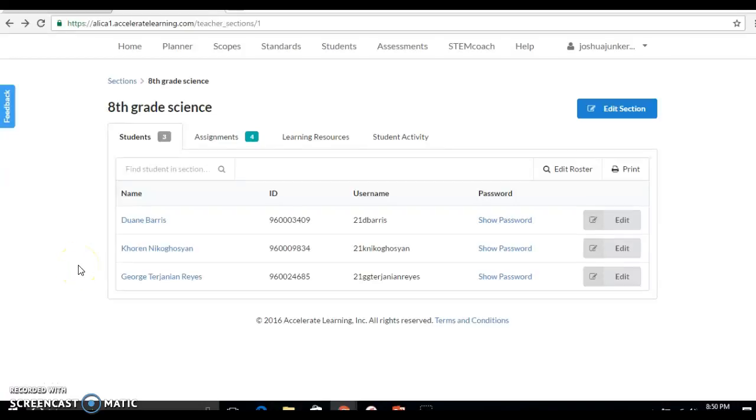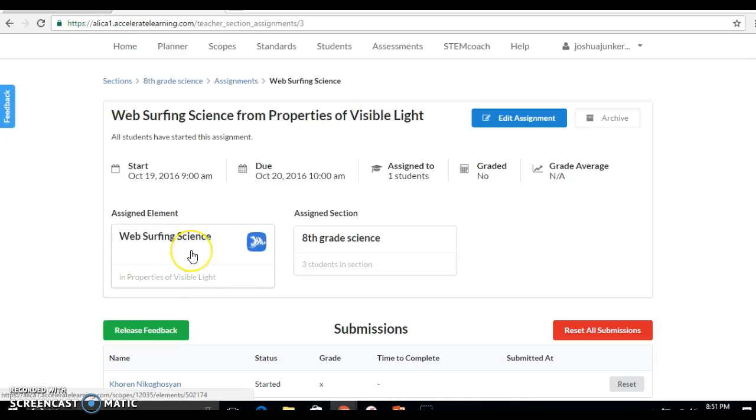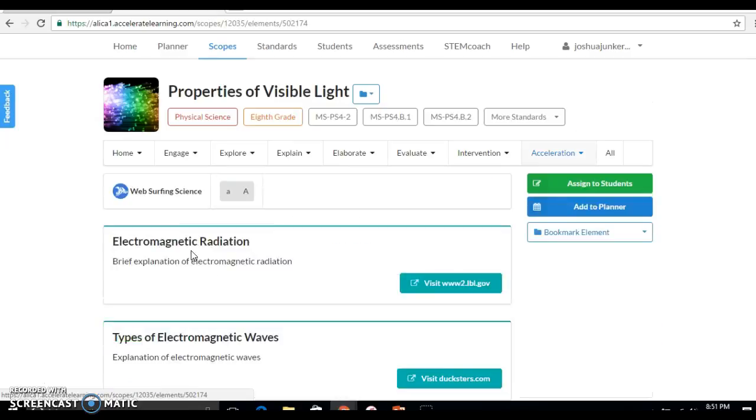All right, let's settle on what our next assignment is with STEM scopes. I believe it has the title of Web Surfing Science. So within the same kind of idea of properties of visible light, we have Web Surfing Science. Let's click on that, and right here, let's click on it again.